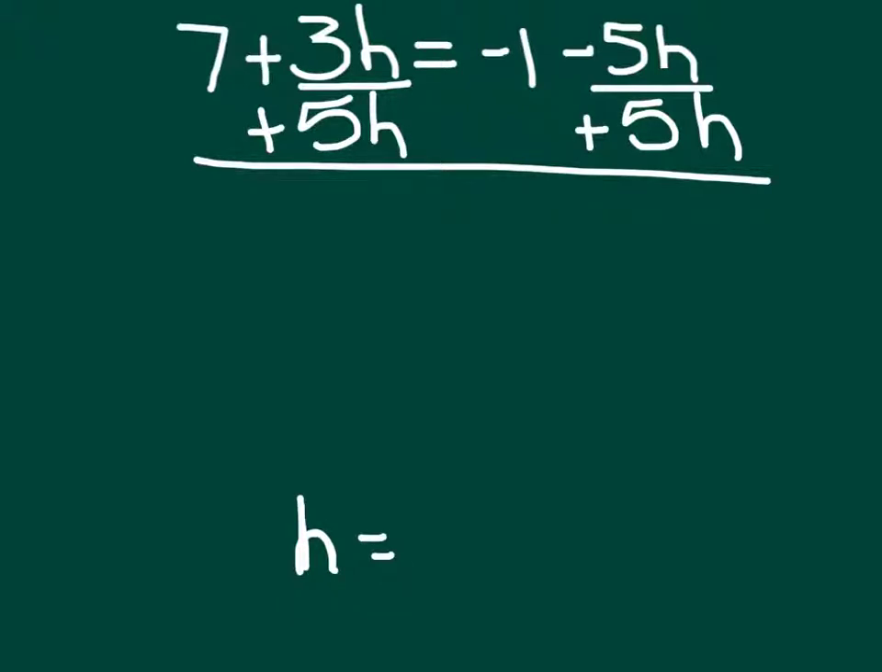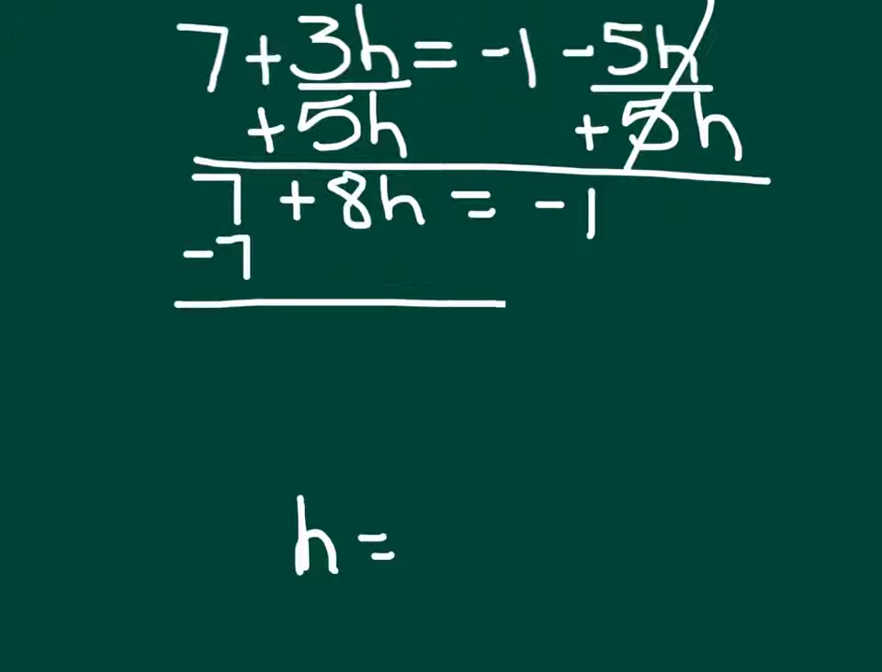So now let's rewrite our problem. 7 plus 8h equals negative 1. These cancel each other out. Now we've got a regular algebra problem that we're used to working. We want to have the h by itself, so we need to get rid of this 7. This is a positive 7, so we do minus 7 on both sides of the equation. The 7's cancel each other out, and we're left with 8h equals negative 8.